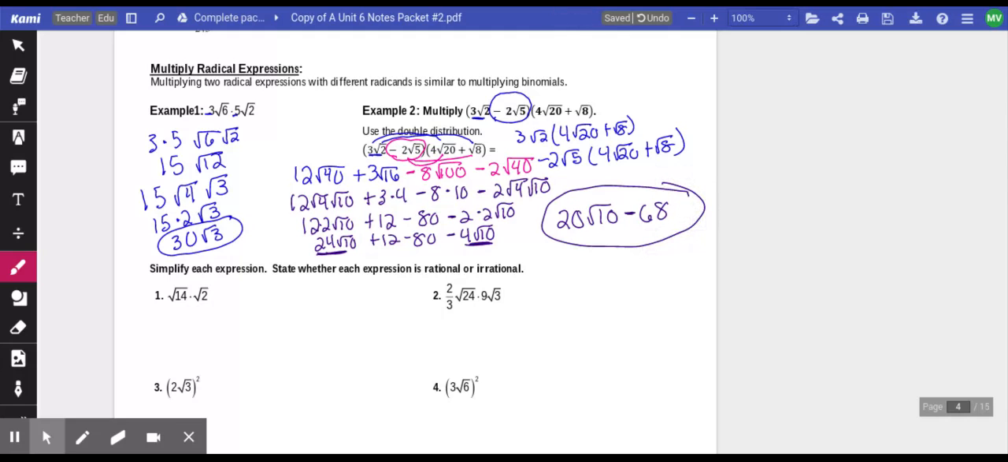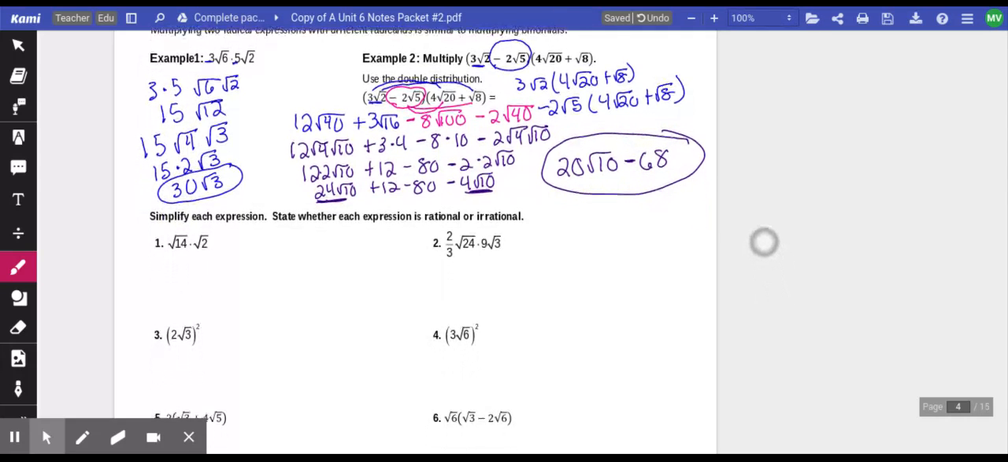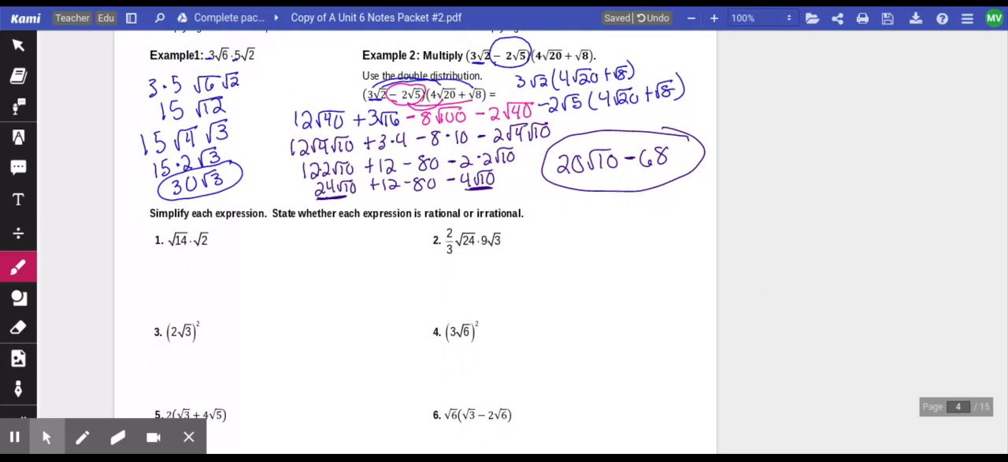So let's try some like the first problem. Again, when they're both underneath the radical, I can just multiply those. So that's radical 28. And then I need to simplify. 28 has a perfect square factor of 4, so that's radical 4 times radical 7. The square root of 4 is 2, so that's 2 radical 7.